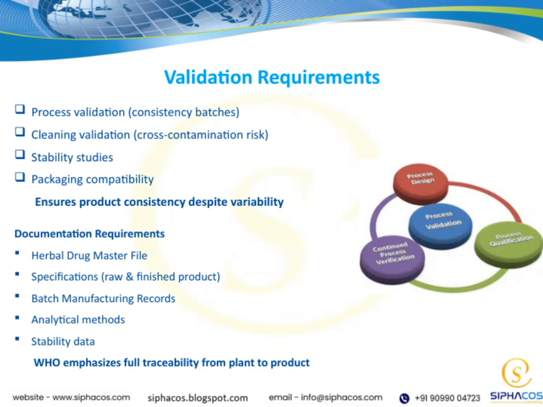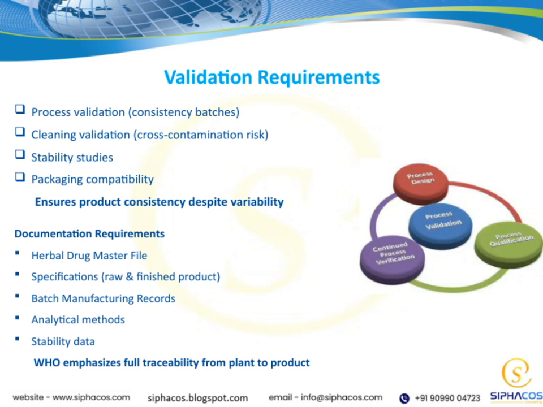First, process validation involves verifying that our manufacturing processes produce consistent batches every time. This helps us maintain uniformity and reliability across production runs. Next, cleaning validation is crucial to minimize cross-contamination risks, especially when switching between different herbal ingredients or products.